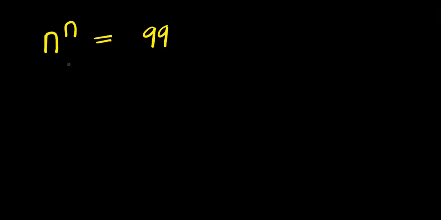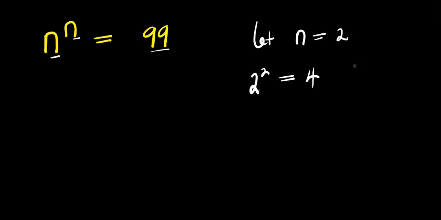Hello, how do you solve this exponential problem? This is n to the power of n equals 99. We are solving for the value of n that we are going to raise to the power of itself that will give us 99. So if you say let n equals 2, meaning that 2 to the power of 2 is 4, and this is actually less than 99, which is the required value.